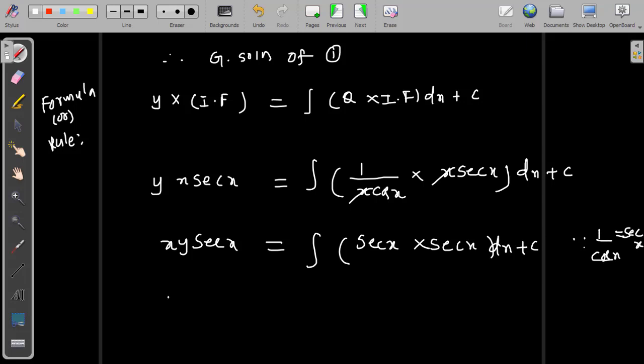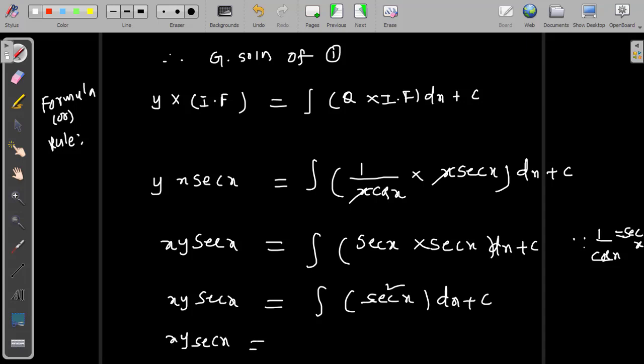The next step: x times y secant x is equal to the integral of secant x times secant x, which is secant square x, dx plus c. It's a direct rule: the integration of secant square x is tan x, plus c. So this is the required general solution of equation 1.